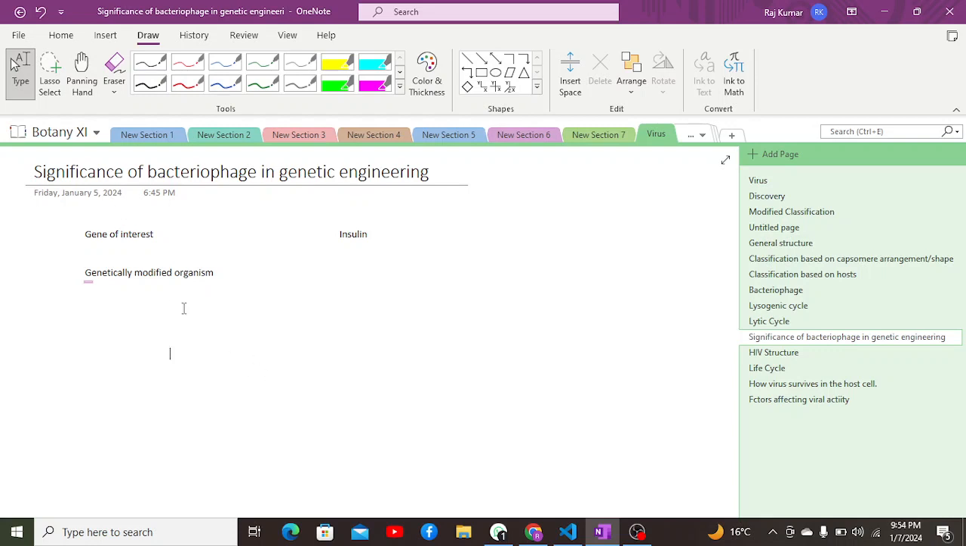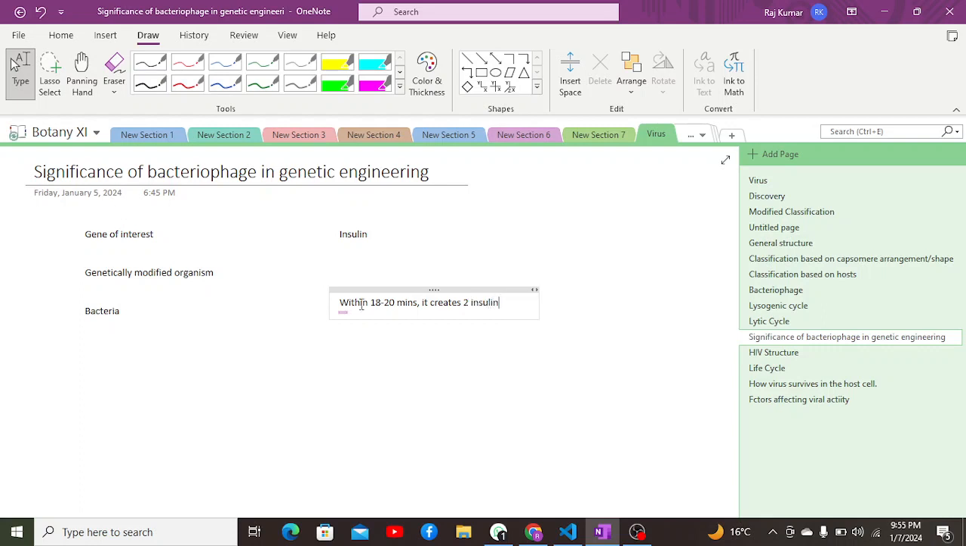A genetically modified organism: there are two organisms, bacteria and bacteriophage. Why do we take bacteria as a major organism? We mostly take bacteria as a major organism because bacteria is first and foremost a prokaryote. It has the simplest structure, as well as the highest reproduction rate, which means that within approximately 18 to 20 minutes, it creates two molecules of insulin.